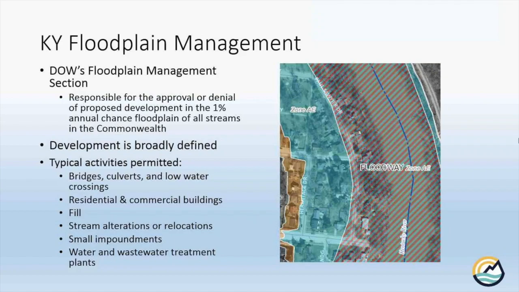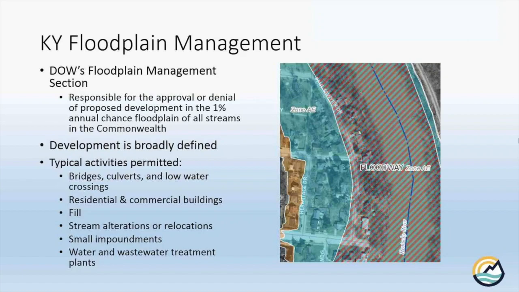Some of the things that we typically permit here at the state level are stream crossings, bridges, culverts, and low water crossings. Also buildings, residential and commercial buildings, sheds, garages, things like that. Fill, so anytime you bring material into the floodplain that wasn't there naturally. Anytime you do a stream alteration or relocation. Anytime you build a small water impoundment, or for water and wastewater treatment plants. The floodplain management section really does take a look at all of that.